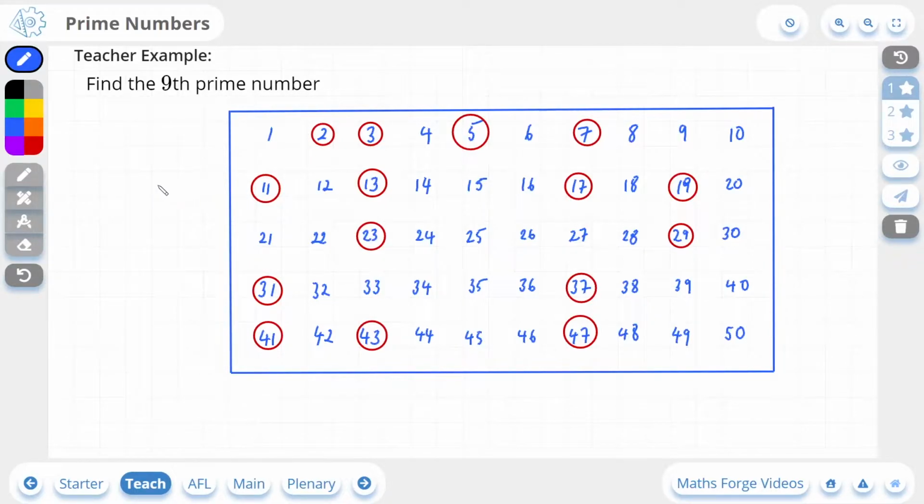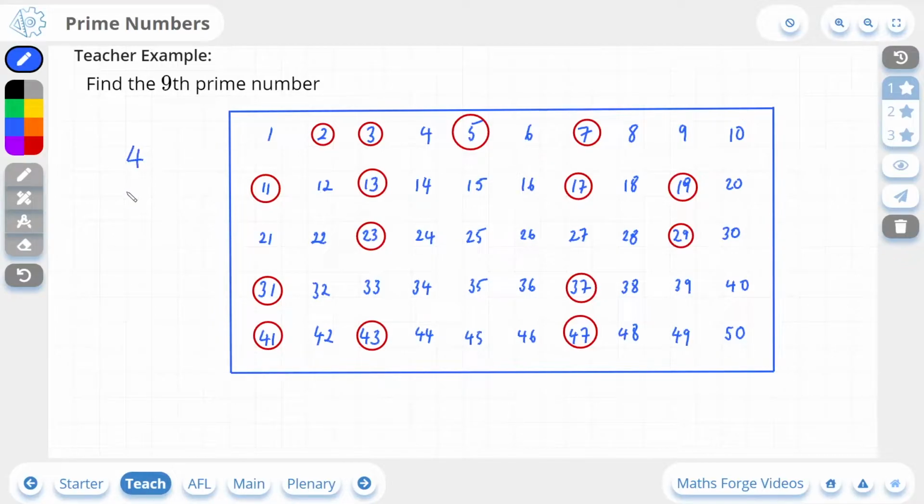Now, in order to understand what prime numbers are, you need to know what factors are. So if you don't know what factors are, check out the lesson on factors. So what is a prime number? Well, let's take a look at a number that is not prime. Let's take a look at 4.